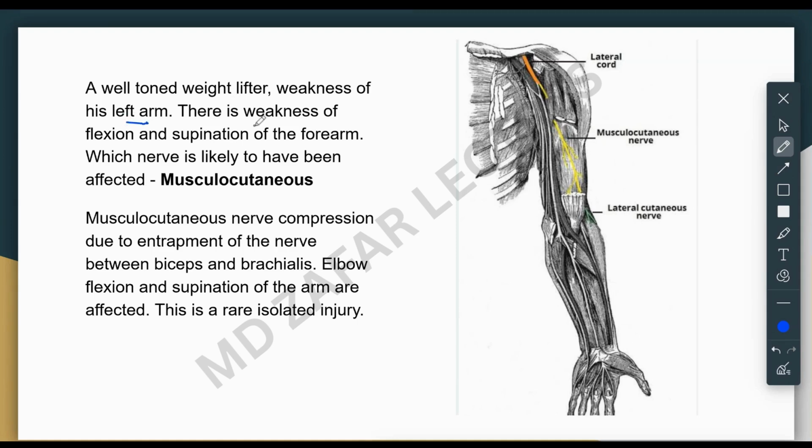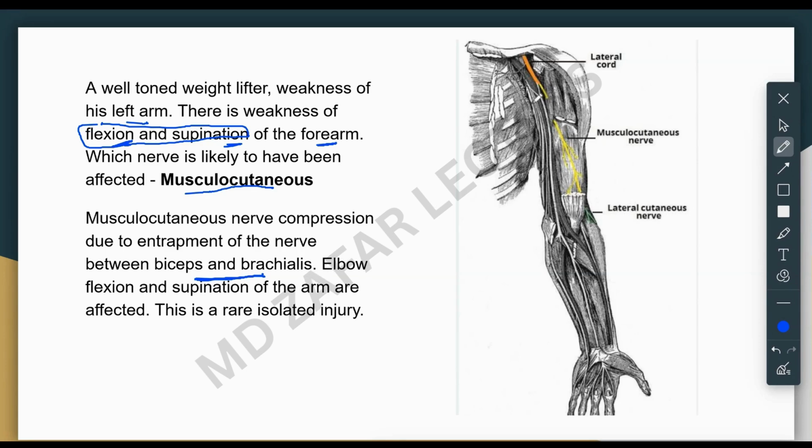There is weakness of flexion and supination of the forearm. Which nerve is likely to be affected? Flexion and supination of the forearm is performed by the biceps, and biceps is supplied by the musculocutaneous nerve. The musculocutaneous nerve can get entrapped between the biceps as well as the brachialis, which is the route of the musculocutaneous nerve between these two muscles. So elbow flexion and supination will be affected.